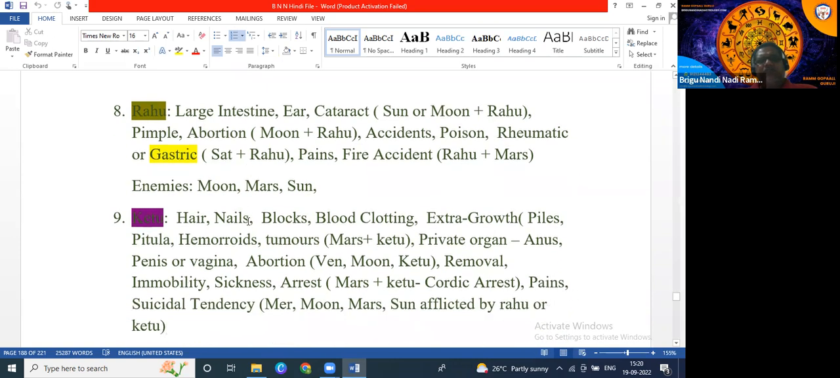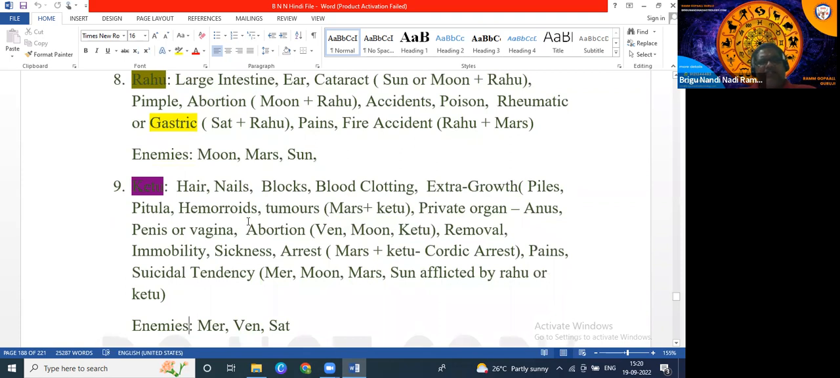And when it comes to Ketu, Ketu is nails and hair, plaques and blood clotting and extra growth, piles, fistula, hemorrhoids, tumors. So Ketu is always extra growth. So for example, Mars and Ketu are together. Mars is the heat governing planet and Ketu is the private part of the human being. So it may be the penis for male and for female it will be the vagina. So penis, here you see Mars and Ketu, the native will get anus also.